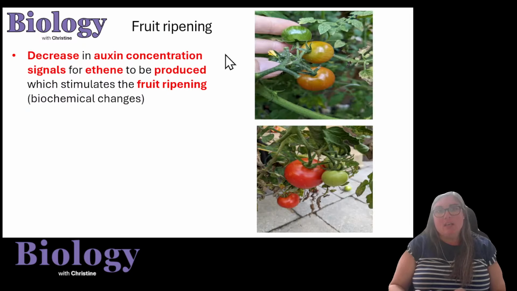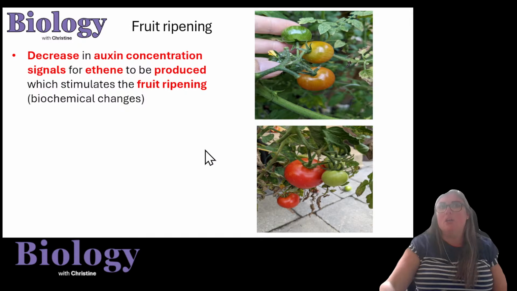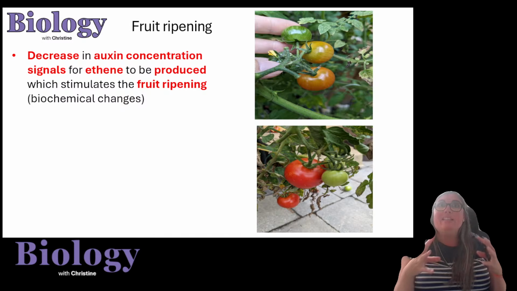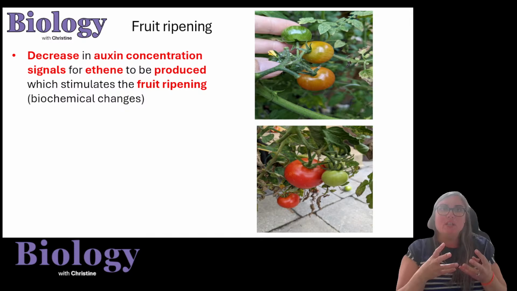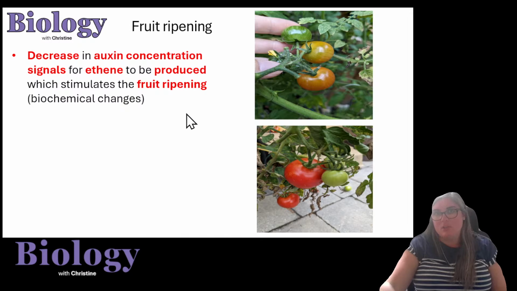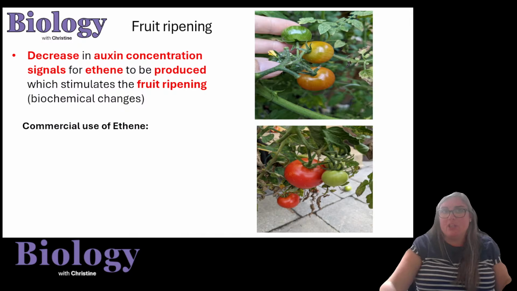The other thing that ethene can do is ripen our fruit. So a decrease in oxygen concentration. Again, that decrease in oxygen concentration actually comes from the fruit. When the seeds inside the fruit have matured enough, they will then signal for a decrease in oxygen concentration, which will then increase the ethene concentration, and that will therefore stimulate the fruit ripening, which is a biochemical change inside.